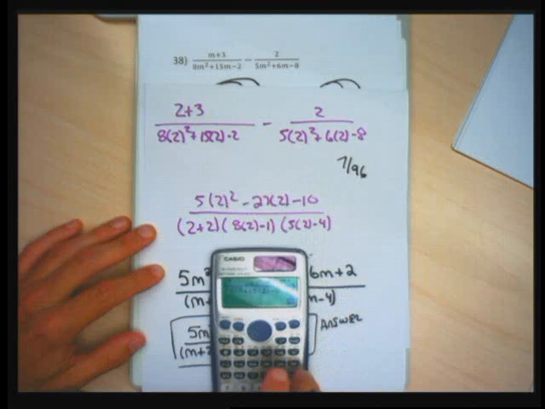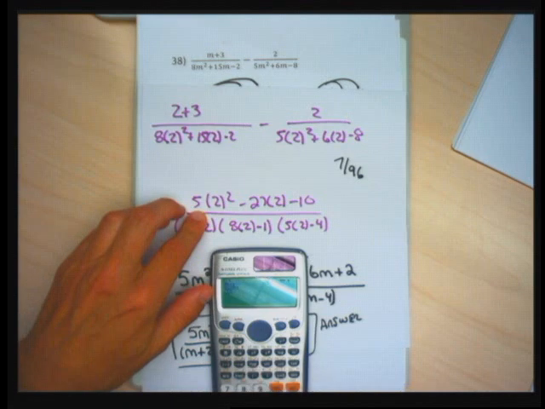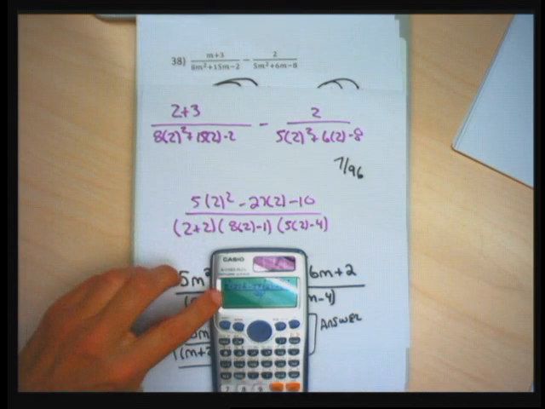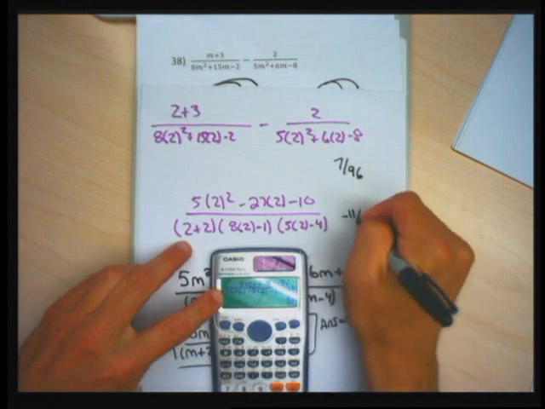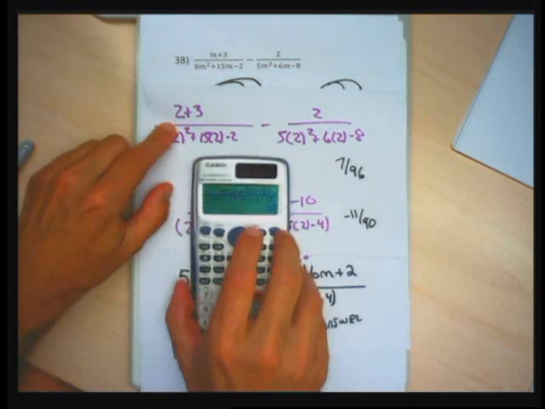Do the same thing for the next fraction, my answer. So fraction 5 times 2 squared minus 27 times 2 minus 10 over 2 plus 2 times 8 times 2 minus 1 times 5 times 2 minus 4. Please be 7 over 96. Oh, negative 11 over 90. So I'm going to double check my plugging in my 2's first. So let me do this top one to make sure I actually did it right.